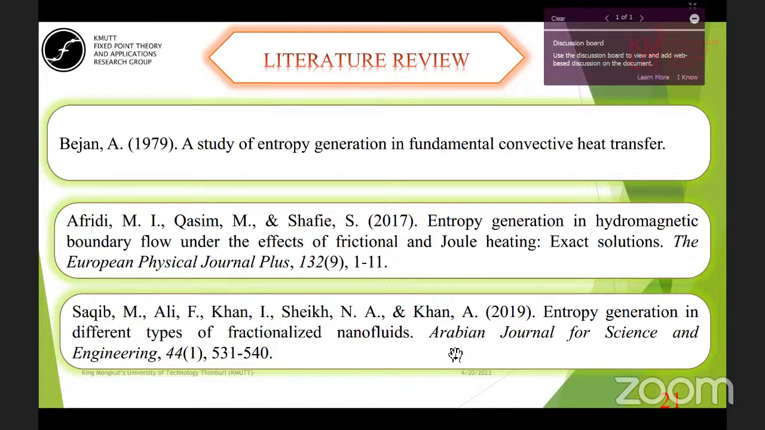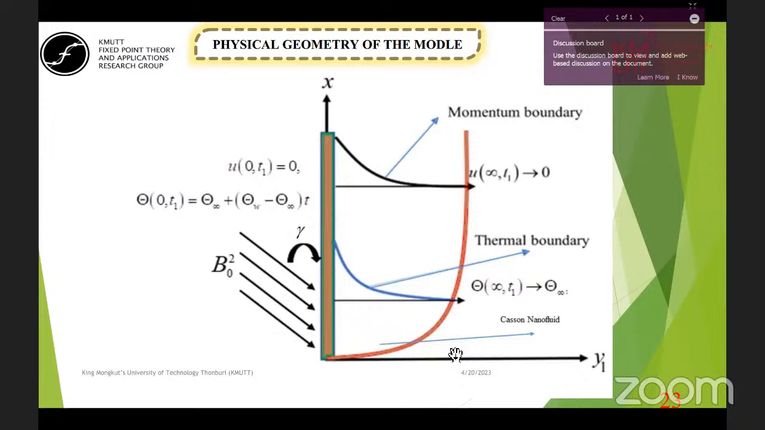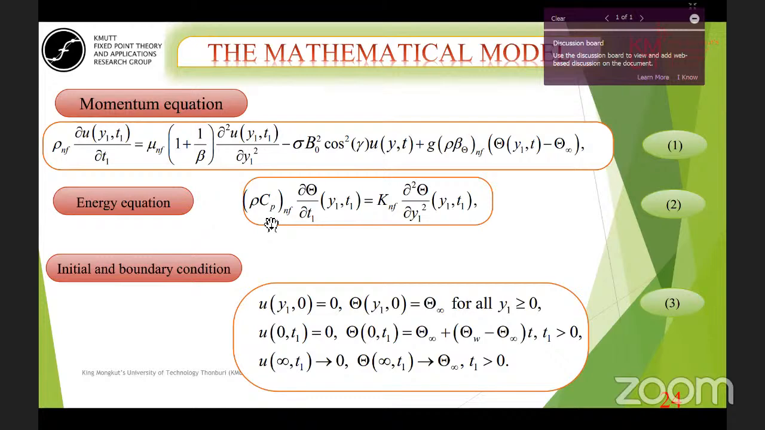This is the physical geometry of the model. The x-axis, actually this represents the plate, and this one is the fluid, and the fluid consists of a momentum boundary layer and a thermal boundary layer. Initially the velocity of the plate is zero, while the temperature of the plate is different. Away from the plate, the velocity is also zero, but the temperature is the ambient temperature, the temperature of the surroundings. And the fluid is taken as a Casson fluid. The magnetic field is applied with an angle of gamma, which means that the magnetic field is applied with an inclination angle.